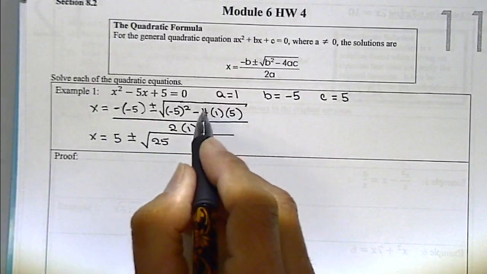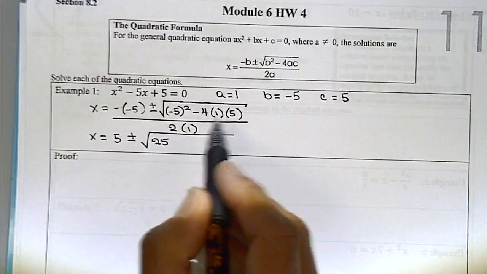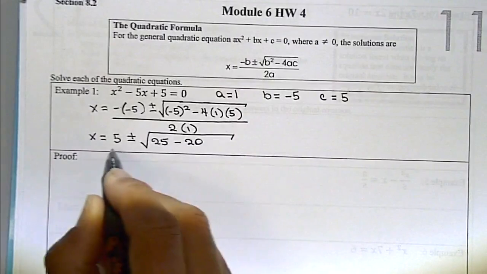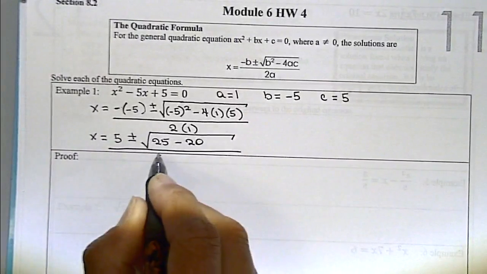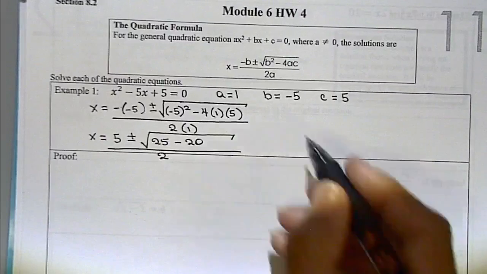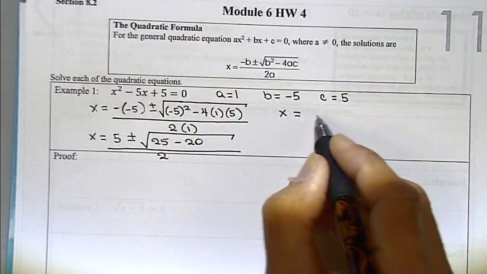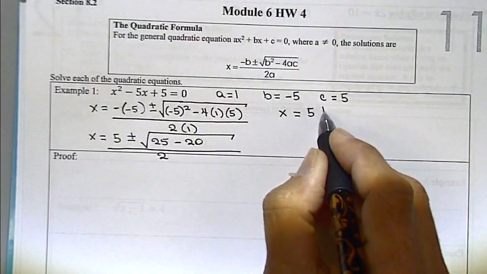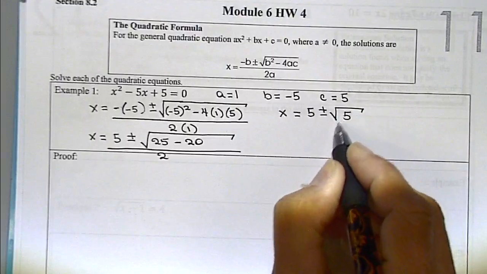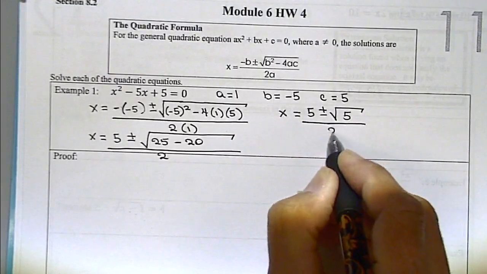And then I'm going to multiply these three terms together. I'm going to say negative 4 times 1 times 5. Well, really, that's going to be a negative 20. And all of this is still over 2 times a, which is 2. Okay? All right, let's take it a step further. I'll come over here. I'm going to say this is x is equal to 5 plus or minus the square root of 5, all divided by 2.